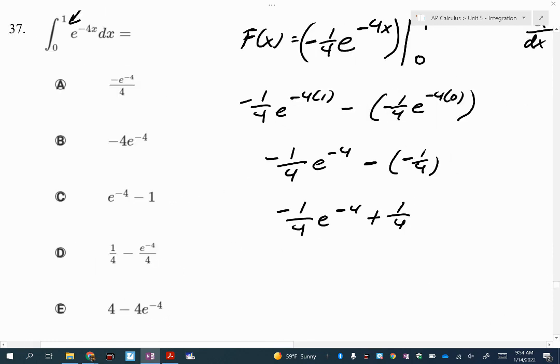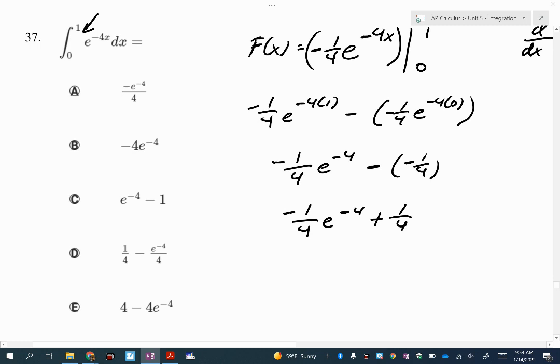You look in the answer choices, you might not see it, but if you rearrange it and then put that e to the negative fourth power up top, you're going to see that it's going to be this one here, letter D.